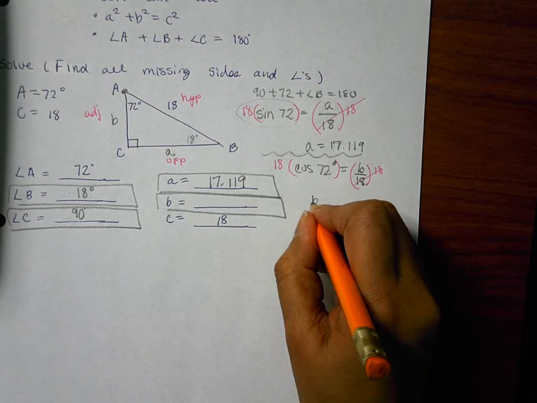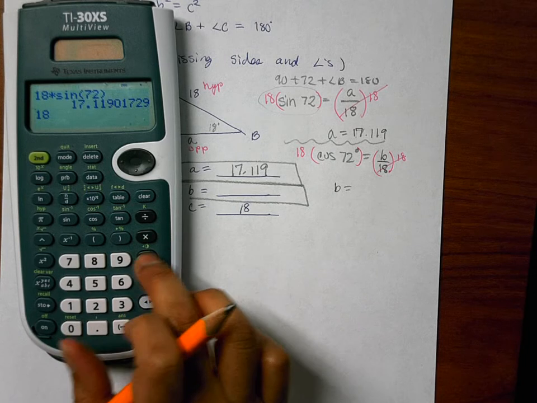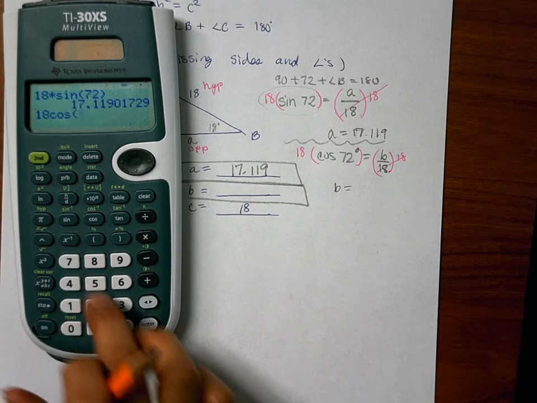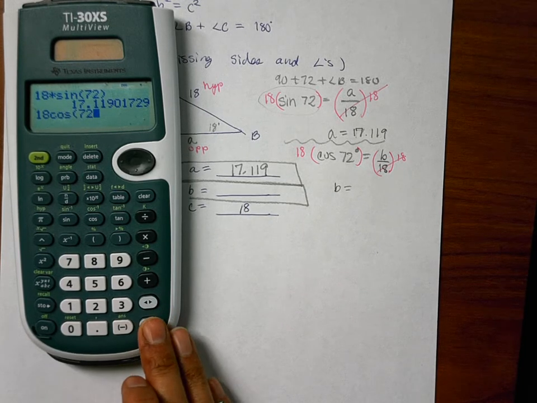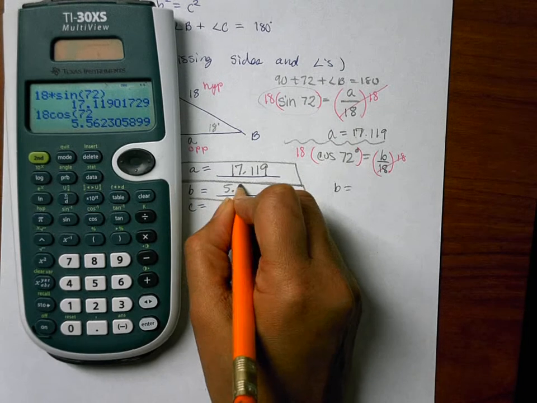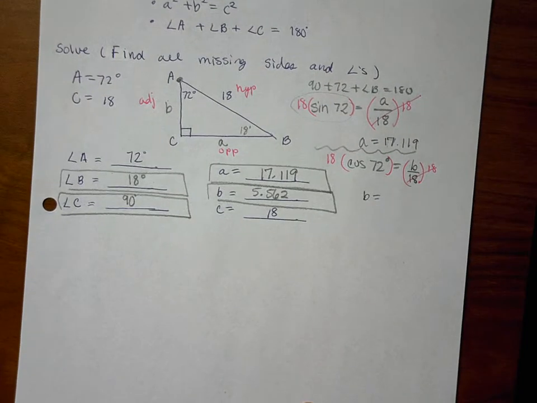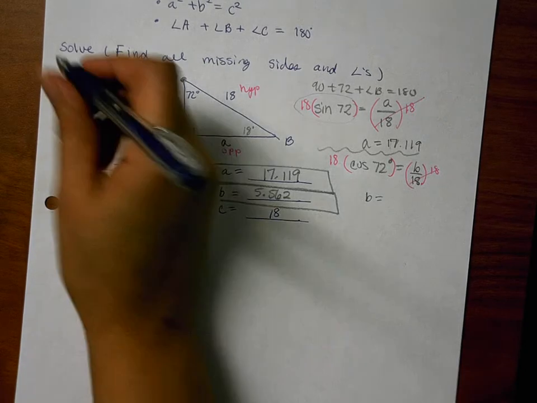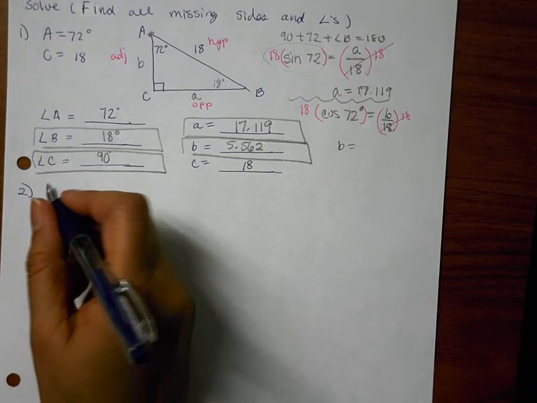And B equals, and plug that in your calculator, 18 times sine, nope, sorry, cosine of 72 equals, and then 3 decimal places. Did you guys get it? What is it? Okay, and you are done with number 1. Any questions? That was too long? Okay. They'll go a little faster when you're working on your own, at least I hope they will.